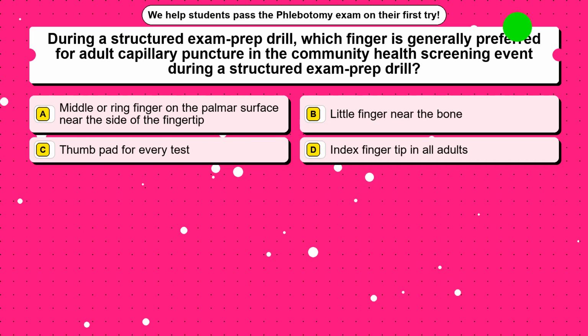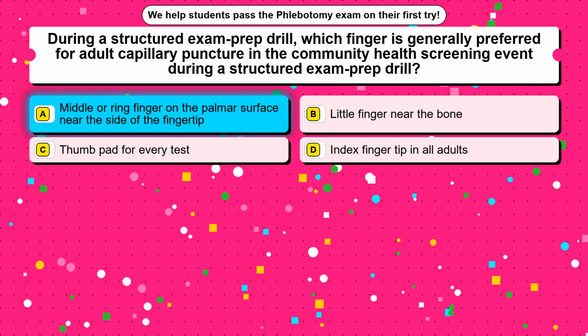Question 84. During a structured exam prep drill, which finger is generally preferred for adult capillary puncture in the community health screening event? Option A, middle or ring finger on the palmar surface near the side of the fingertip. Option B, little finger near the bone. Option C, thumb pad for every test. Option D, index fingertip in all adults.